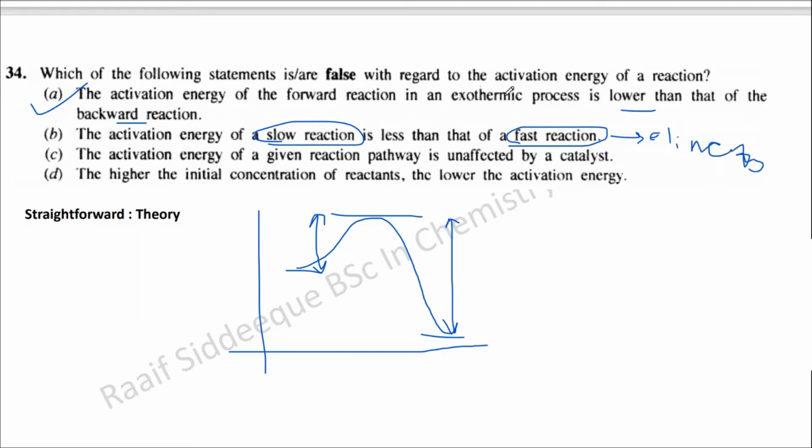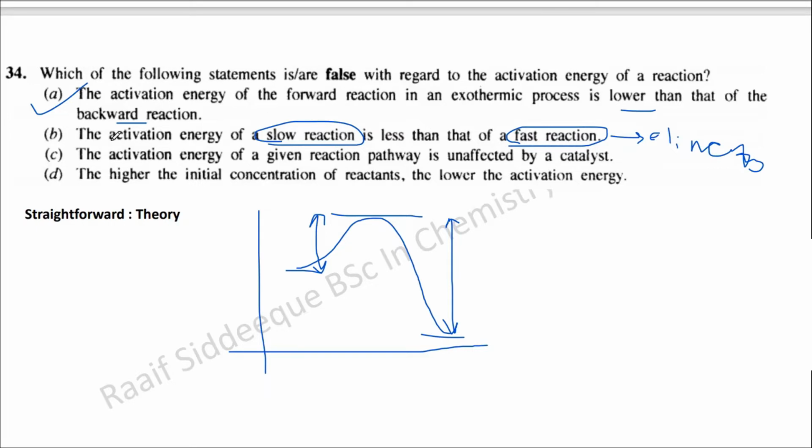But when you have multiple steps, there can be some steps where the activation energy is low and one step where the activation energy is high. And the rate is determined by the slowest step in that case. But with the statement they have given, that the activation energy of a slow reaction is less, that is totally wrong.